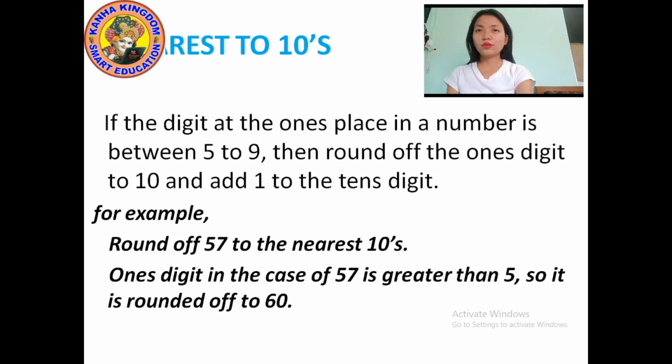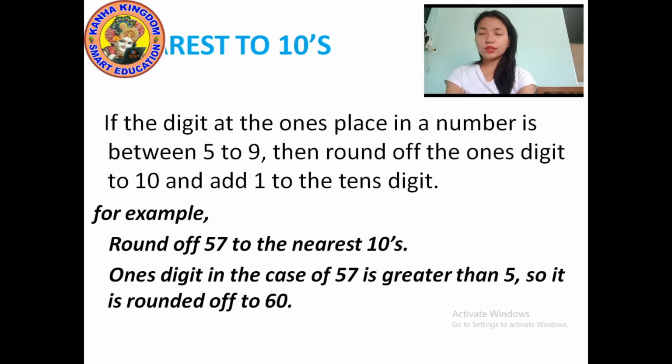Okay, now if you are rounding numbers to the nearest 10 and you find that the digit in the ones place is between 5 and 9, then round up the ones digit to 10.